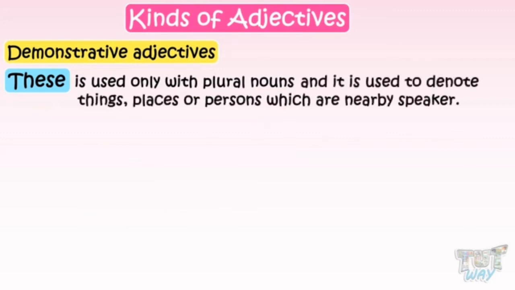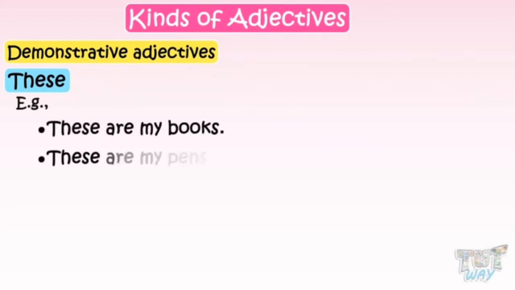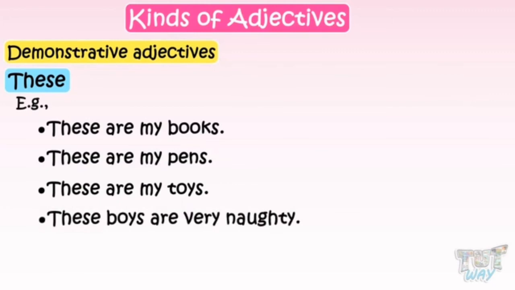These is used only with plural nouns and it is used to denote things or places or persons which are nearby the speaker as well. In the plural sense, of course. These are my books. These are my pens. These are my toys. These boys are very naughty.